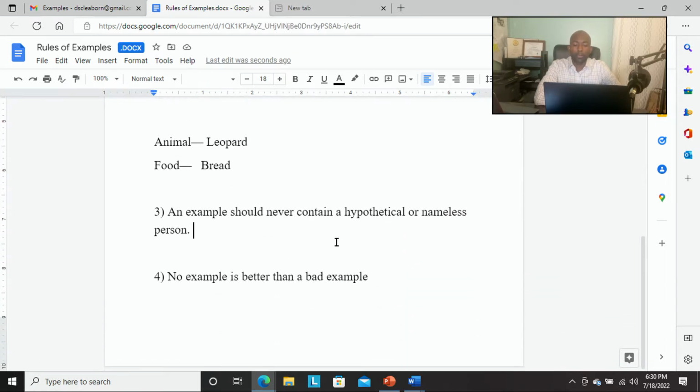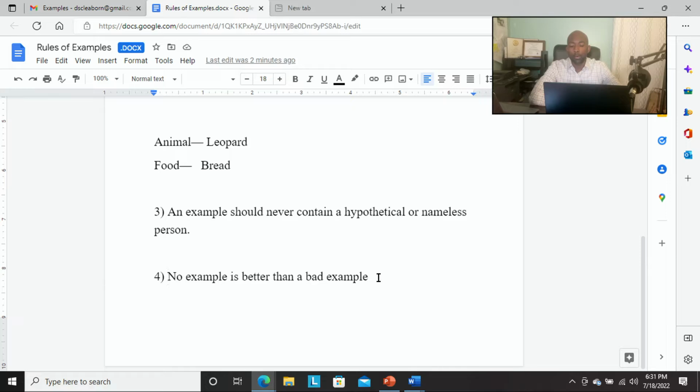All right, number 3, an example should never contain a hypothetical or nameless person. So often students like to use Bob, right? They say, for example, Bob does this. Okay, we want to stay away from that kind of language because those kinds of names are informal. You don't want to make up your illustration. Instead, you want to discuss things that are current, and I'm going to show a way to do that. All right, but you want to avoid hypothetical names and making up characters and stuff like that. That's a very informal thing to do. So I encourage students to stay away from that.